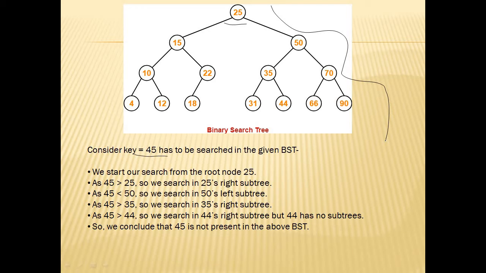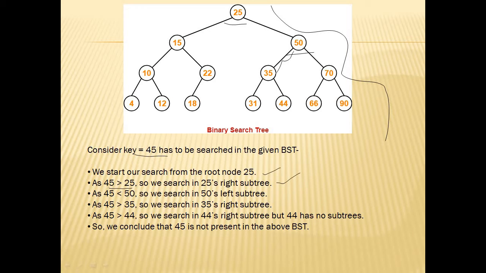So we start our search from the root node 25. Is 25 equal to 45? No. So 45 is greater than 25, so we search in the right subtree. In the right subtree, the next element we have is 50. Again we apply the same thing: 45 is less than 50, so there is a chance to get the element on the left hand side.